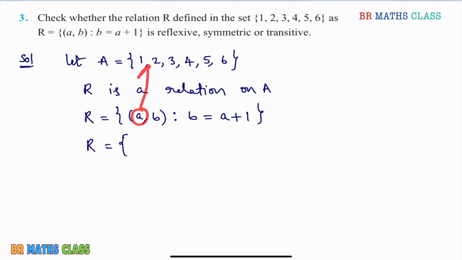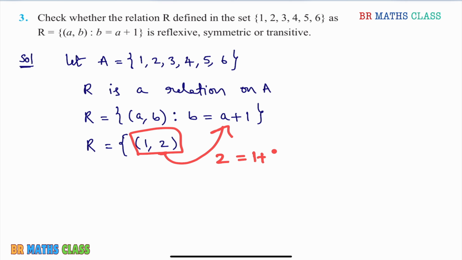As a must belong to set A, I'll take 1 in place of a. For a equal to 1, you put a equal to 1 here, what will you get? b is 2, right? So the ordered pair (1, 2) belongs to this relation. Both 1 and 2 are in this set, and when I substitute the ordered pair (1, 2) in this, it will satisfy. In place of a you write 1, in place of b you write 2. You see here it satisfies.